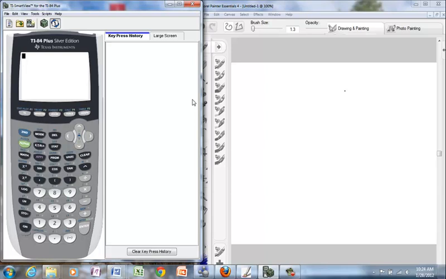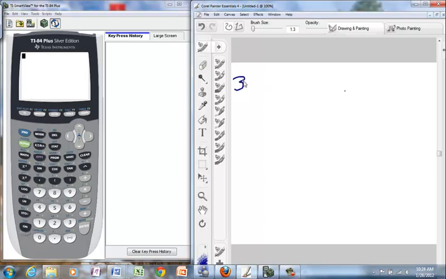Let's practice some conversions together. The first one I'd like to do is to convert 375 cubic feet to cubic yards.